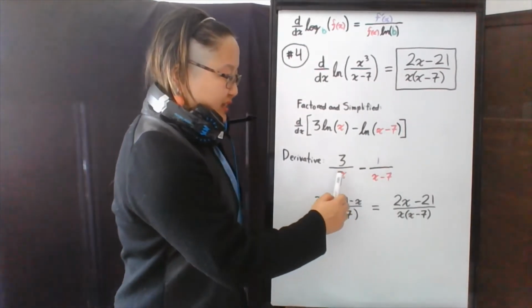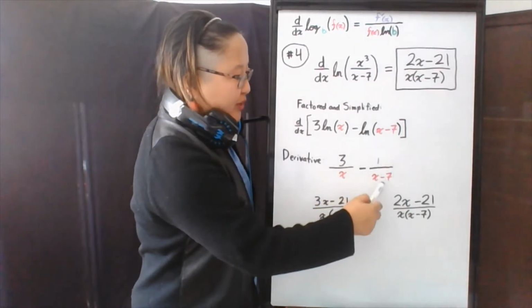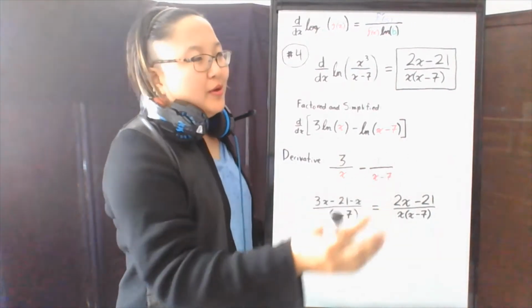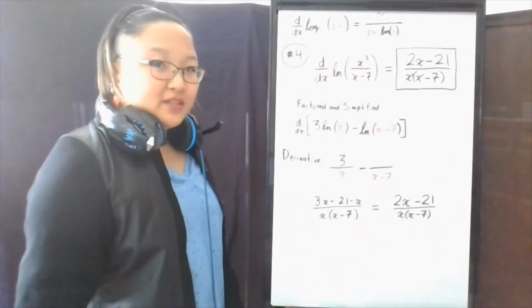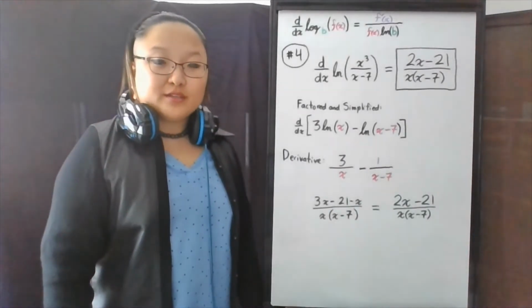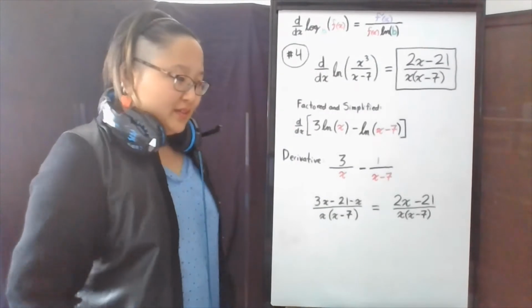If it was to be, say, 3 over x minus 1 over x plus 7 plus 2 over blah, blah, blah, if there are 3 pieces, you do not have to cross multiply. However, if there are 2 pieces, you do have to cross multiply.